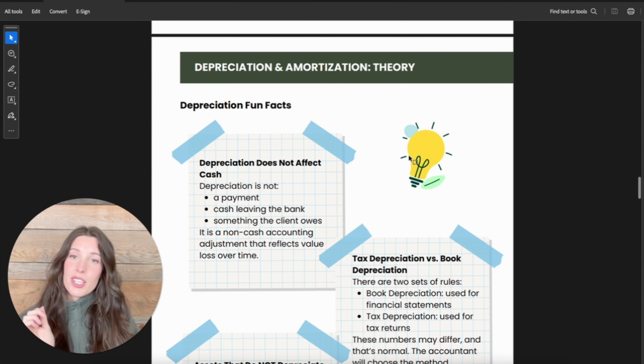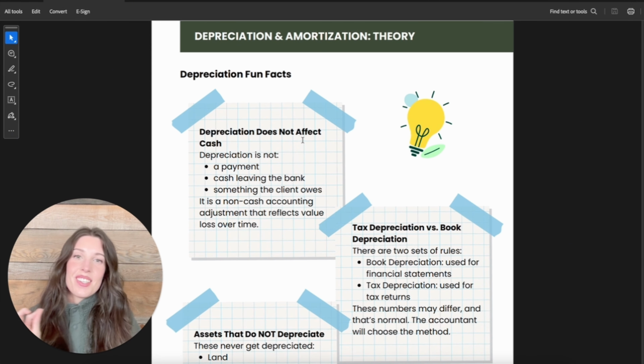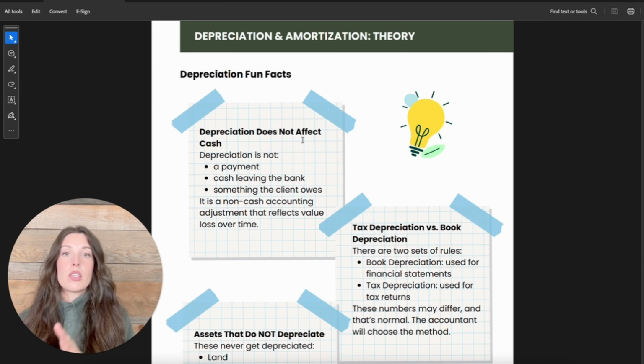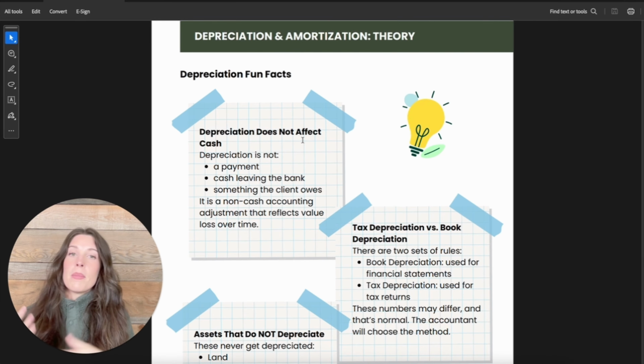Now for some depreciation fun facts. Depreciation does not affect cash. This is a really important one. It's not a payment. It's not money leaving the bank. It's simply an accounting entry to reflect the value loss. Sometimes clients misunderstand this, so it's helpful to explain that depreciation has nothing to do with cash.